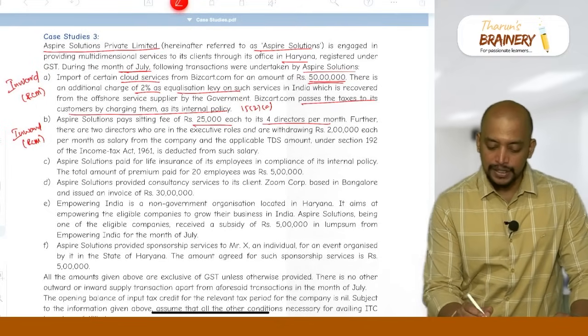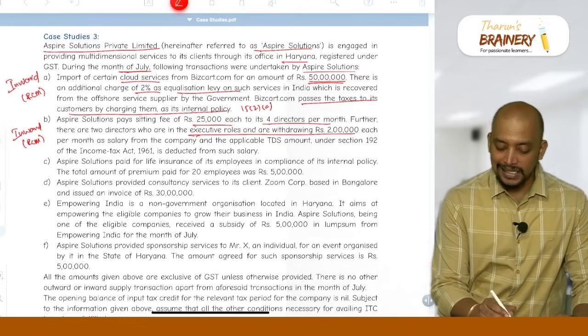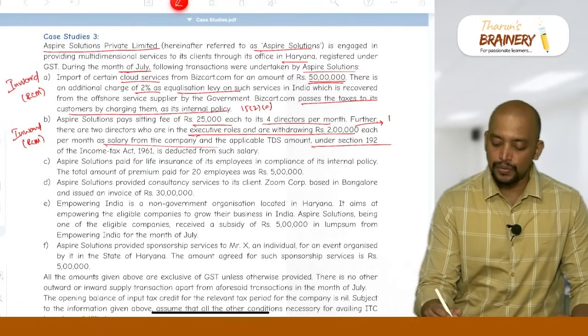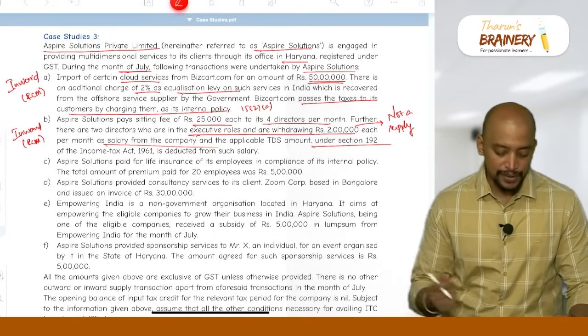Further, there are 2 directors who are in executive roles and are withdrawing 2 lakh each per month as salary from the company, and TDS is deducted under 192. So this 2 lakhs will not be a supply. Why not a supply? Employee to employer in the course of employment is excluded from supply.